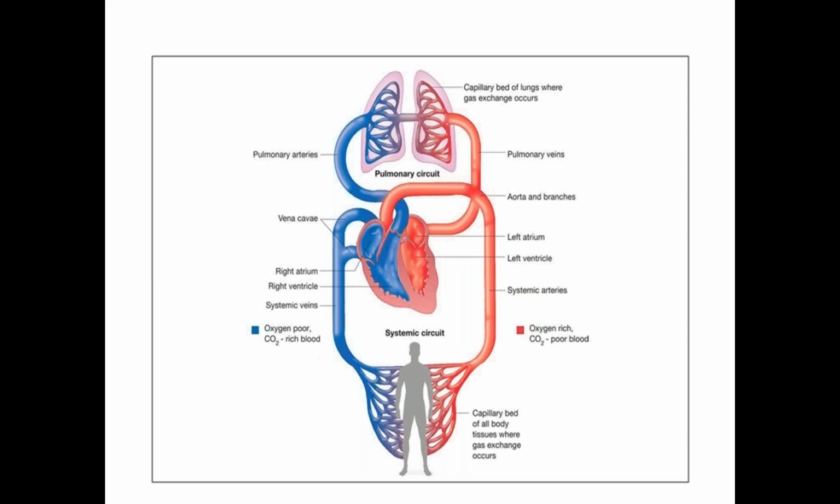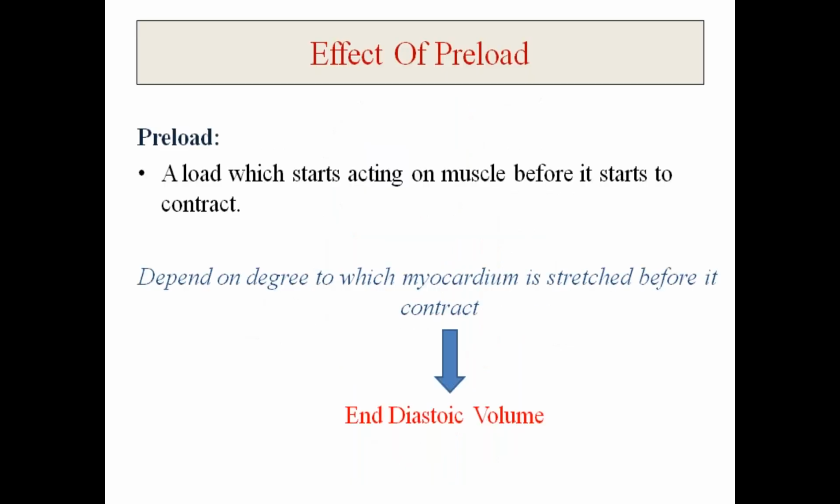So this end diastolic volume decides the amount of stretching of the ventricle. The more blood is collected, the more end diastolic volume there is, which means more stretching of the muscle, which means more preload. So preload is the load which acts over the muscle before you start to contract. In the heart, it depends on the degree of stretching, and that depends on end diastolic volume. The more the end diastolic volume, the more the stretching, and the more the preload.